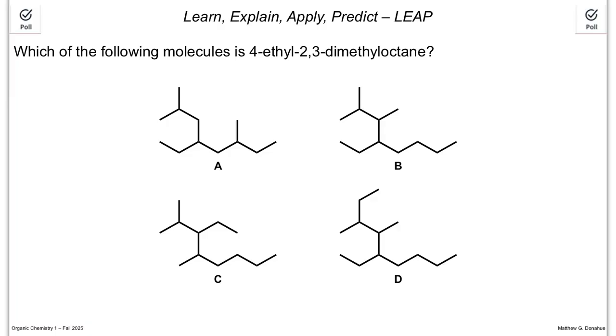Any guesses? So B. So again, alphabetical order for the substituents. This di, you don't count that for alphabetical. It's the substituent itself. So that little prefix there.